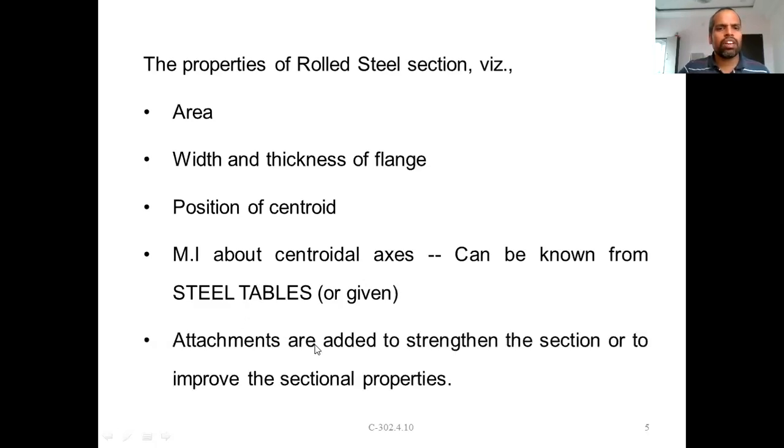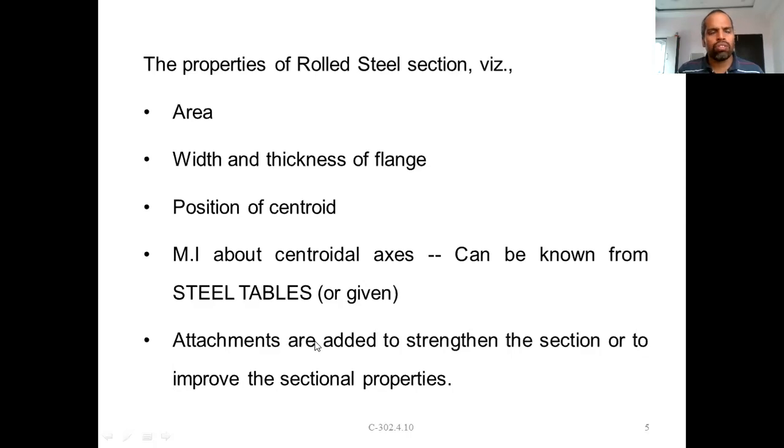Some attachments are generally added to the part. What is the use of built-up sections that we have not discussed so far? Built-up sections are used in cases where the strength of a single section may not be sufficient to take the given load. If the load is very heavy, a single I section, single channel section, single angle section, single T section or any other single member cannot take that much load.